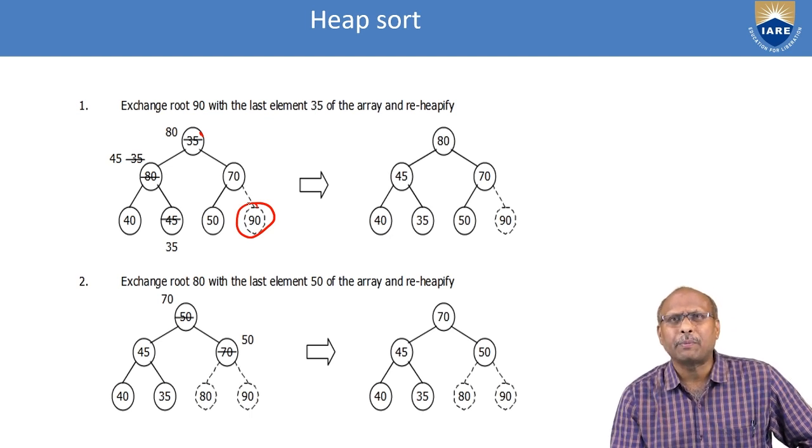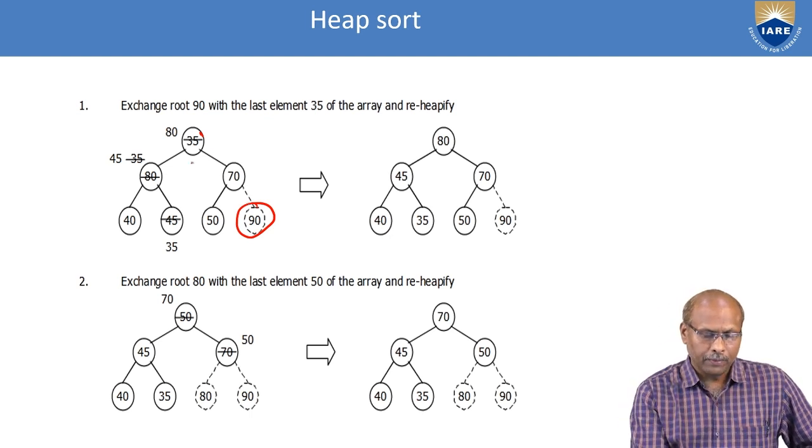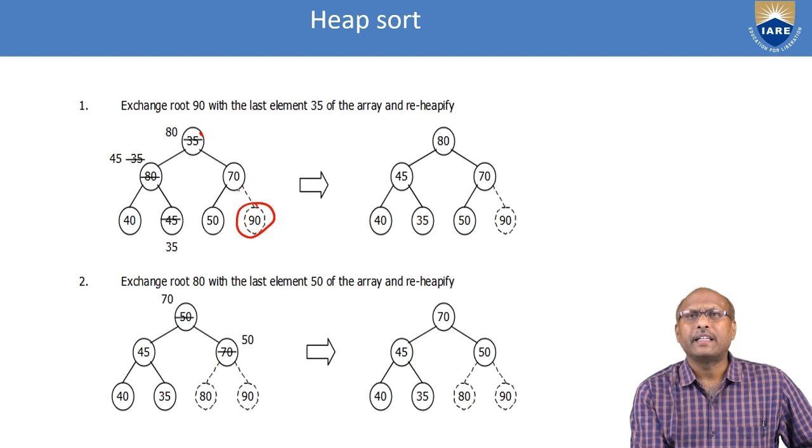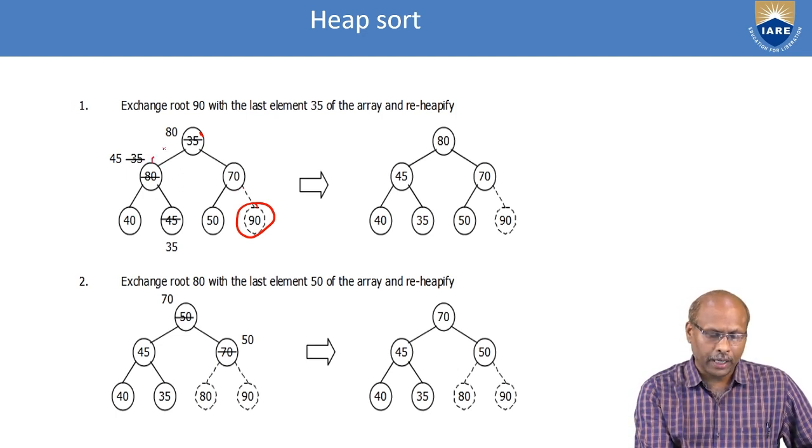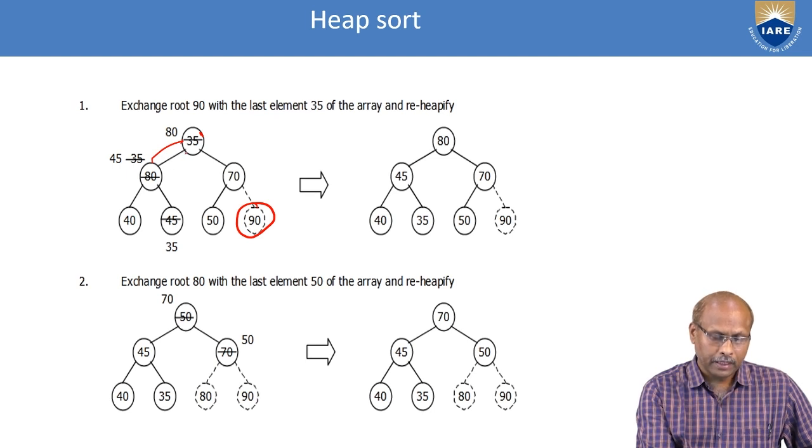Now again reheapify the process. 35 is the parent. 80 and 70 are the two children. If you compare, 80 is the bigger one. So 80 has gone up and 35 has come down.